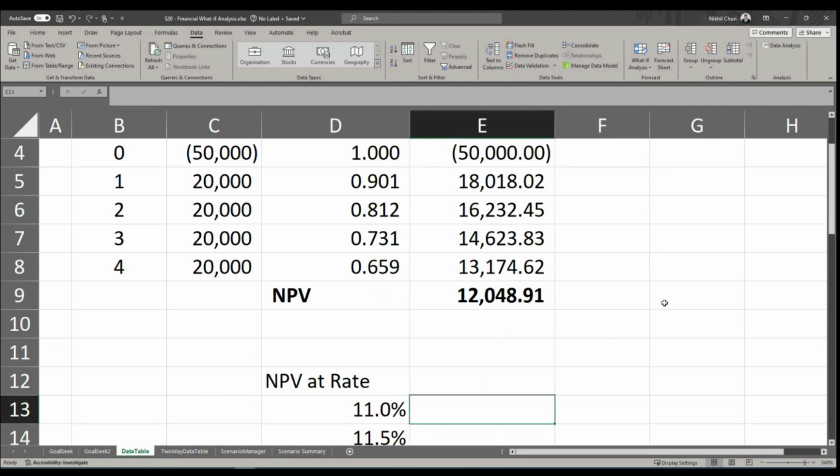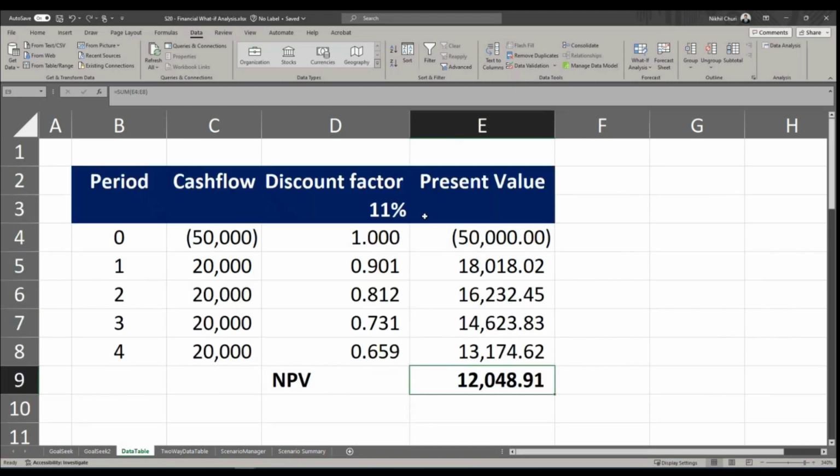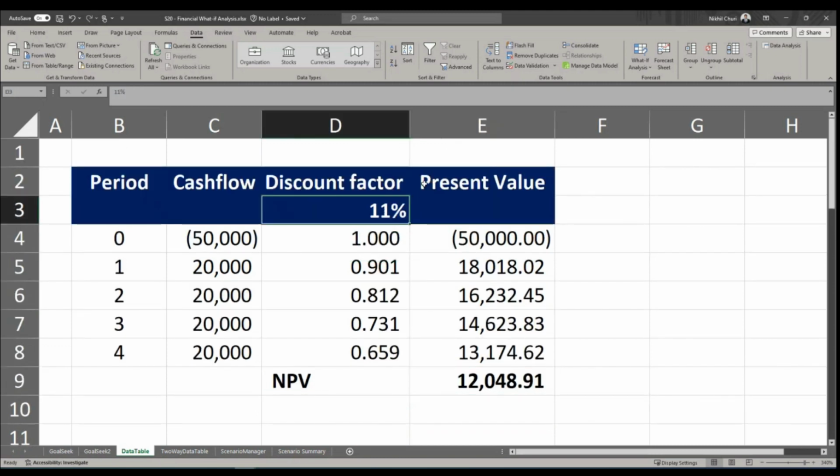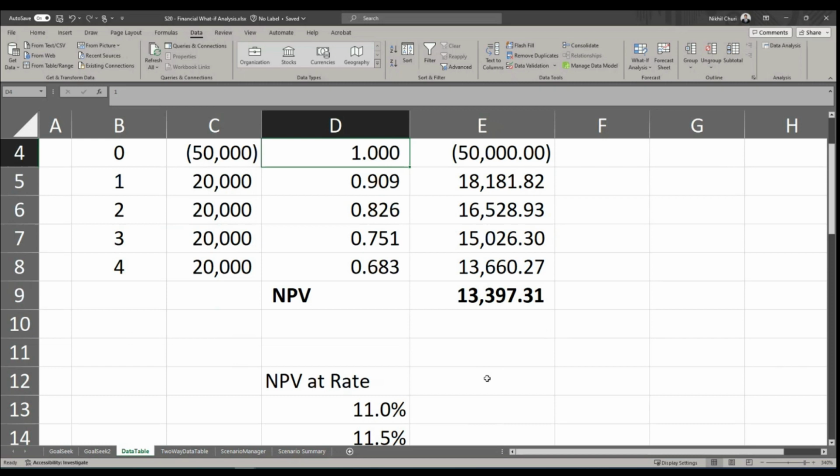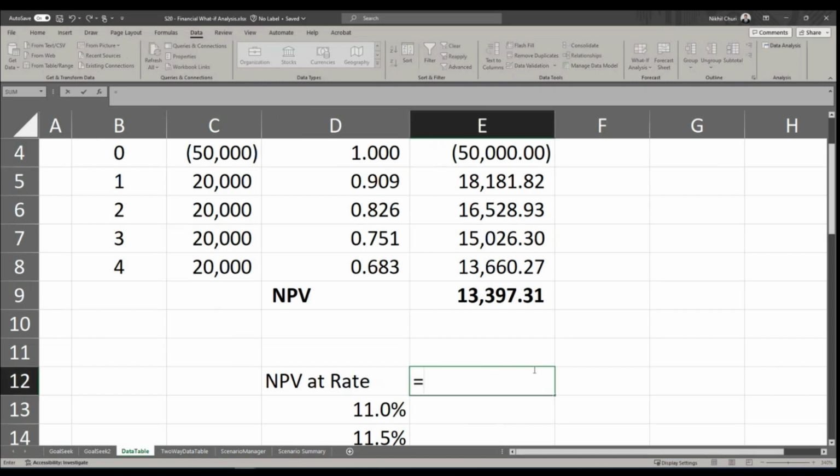In order for us to start, the first one is you have to set the target value. So again, I will go back and change where we were at. Let's change this to 10%. That gives me 13,397.31. So the very first step is I want to set a target value. I'm setting this as equal to this value over here.